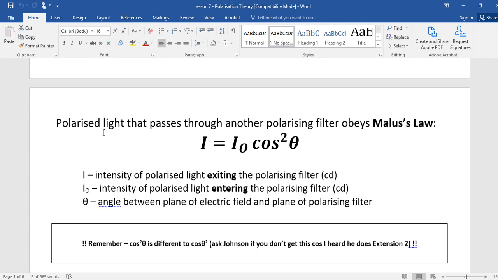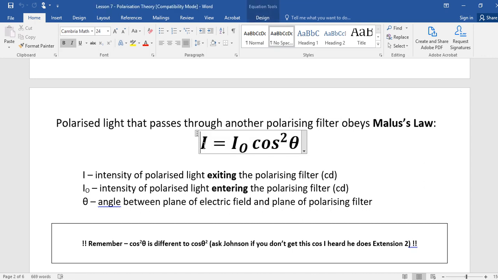and a key point that I'll make to begin with is that this applies to polarized light. So light that has already been polarized by passing through one polarizing filter, and then it passes through another polarizing filter, and that's when it obeys Malus's law.